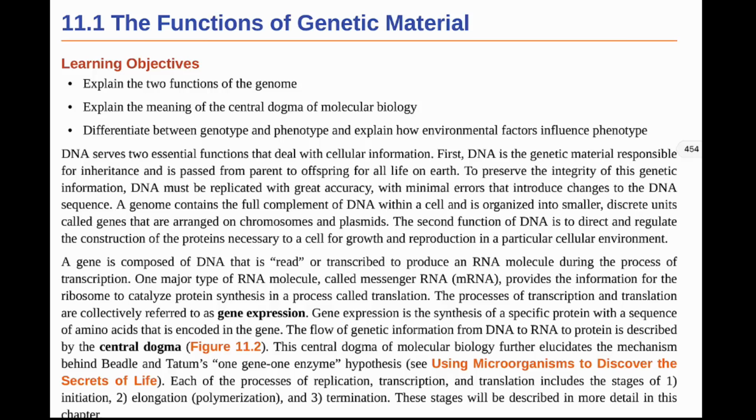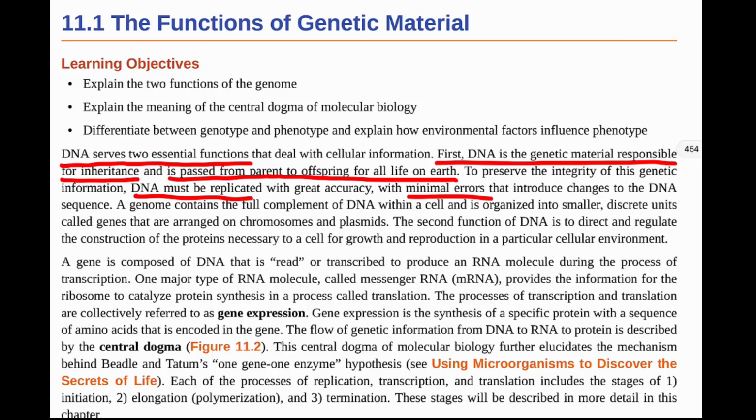So 11.1 is just a general overview, the functions of genetic material, which should be a bit of a review. DNA serves two essential functions. First, DNA is the genetic material responsible for inheritance and is passed from parent to offspring for all life on Earth. So number one, DNA is something that we pass down to create more living things. It has to be replicated very accurately, hopefully with minimal errors when it's passed down. And it's organized into smaller discrete units called genes that are arranged on chromosomes, and also in plasmids. As we saw in the previous chapter, plasmids are a type of extrachromosomal DNA that we see in bacteria, for example, not so much in eukaryotic organisms like humans.